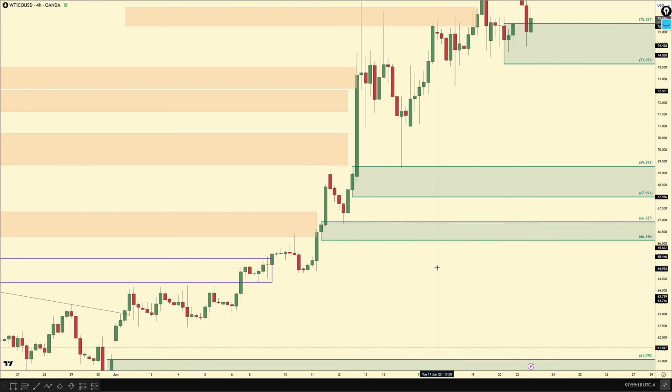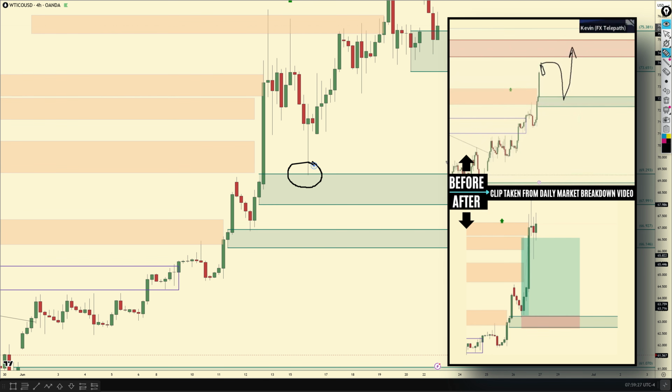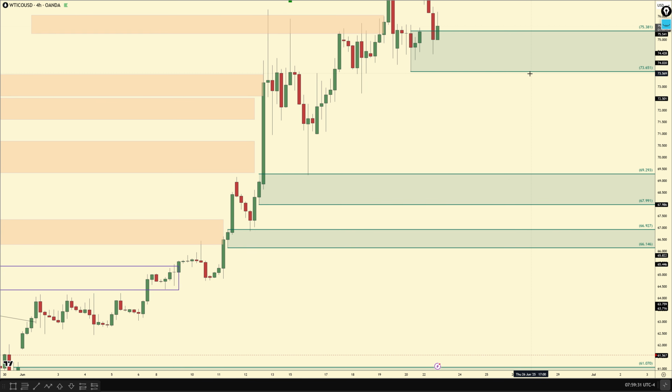These are 2 picture perfect examples of 2 rally base rally areas of demand. Now I caught both of these trades and I pointed them out to the members in the daily market breakdown videos, which are breakdown videos I release every single day for the members.